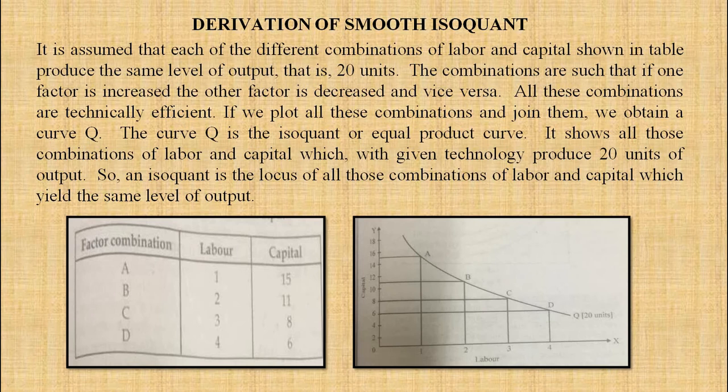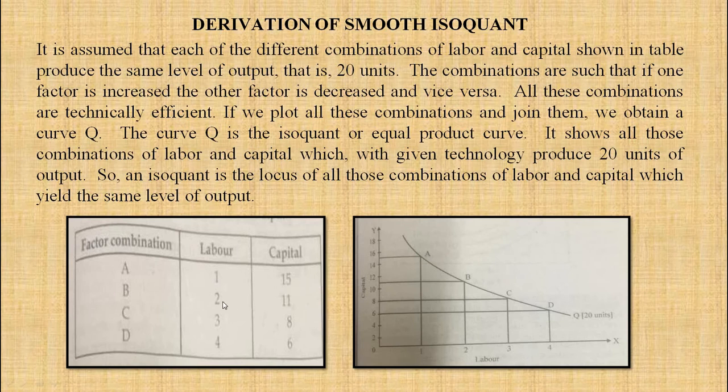It is assumed that each of the different combinations of labor and capital shown in the table produces the same level of output, that is 20 units. Whatever the combination we are showing, that same level of output, 20 units, can be produced. The combinations are such that if one factor is increased, the other factor is decreased and vice versa. When we look at the table, when one labor is there, capital is 15.